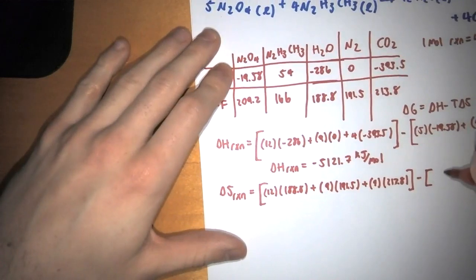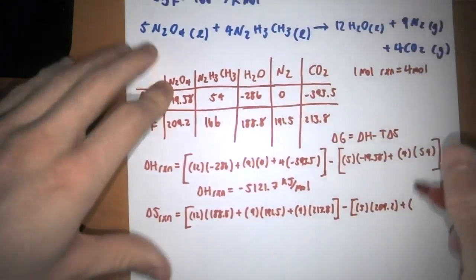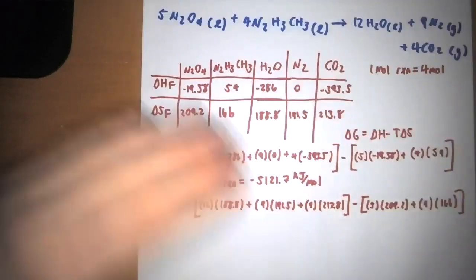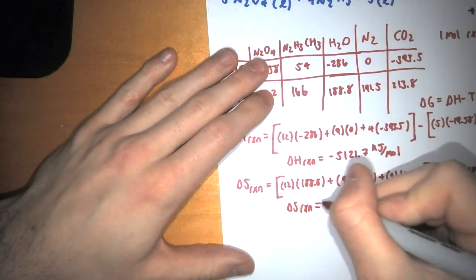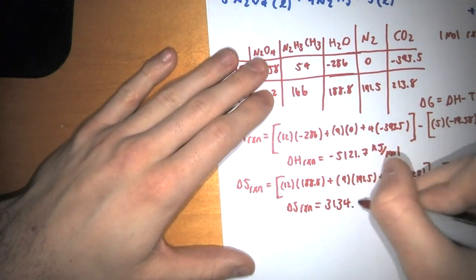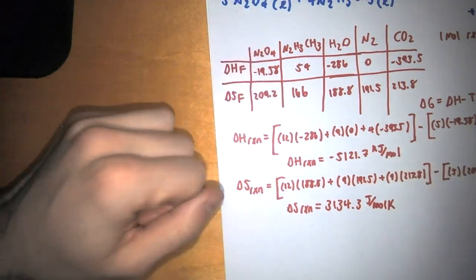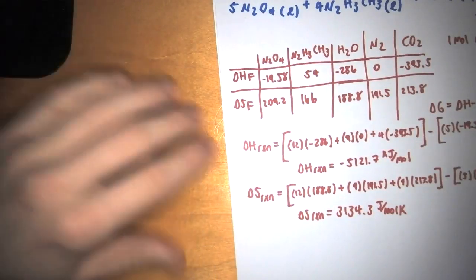And then reactants, minus 5 times 209.2 plus 4 times 166 and bracket. Solve for delta S of reaction, and you should have gotten 3134.3 joules per mole Kelvin. So now I have delta H, I have delta S, I can solve for delta G, right? Just be careful on the units.